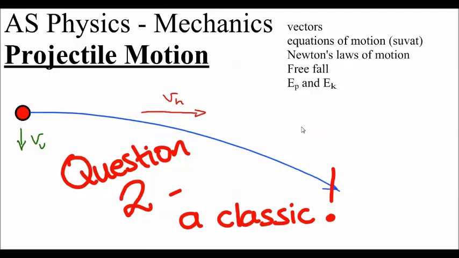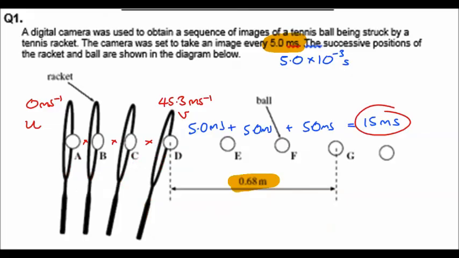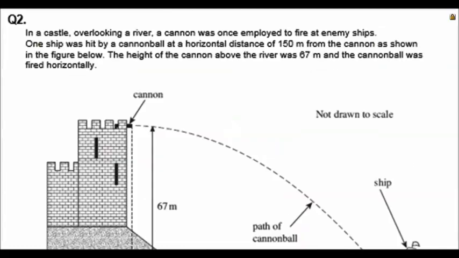In this second question on projectile motion, it goes into it in more depth. This is a harder question. I call it a classic though, because it's got almost all of the stuff that you'll find in these. We have a cannon this time.